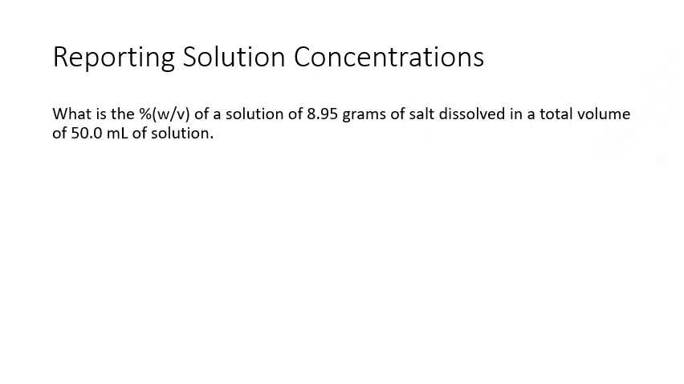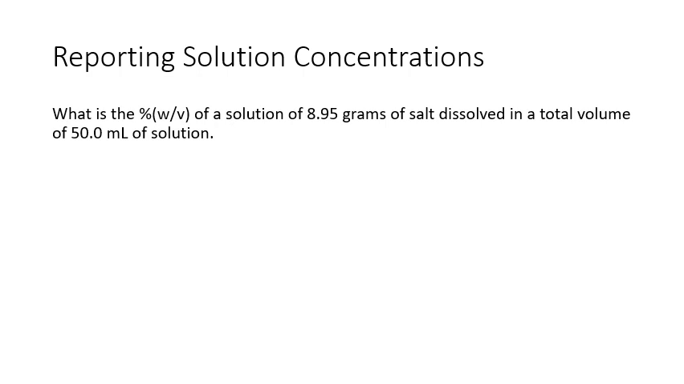Another way of reporting concentrations of solutions, this one doesn't come up as frequently as the weight percent or the volume percent, the W/W or the V/V, but another one that does come up every once in a while is a weight volume percent. This is the percent of weight divided by the volume, and it's a little interesting, not quite the same as the other two, but every once in a while you'll see this. And basically this is a report of how many grams per milliliter you have.